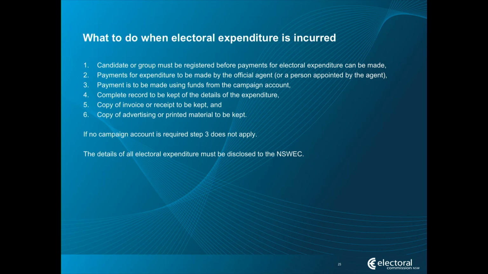What to do when electoral expenditure is incurred? 1. The candidate or group must be registered before payments for electoral expenditure can be made. 2. Payments for expenditure are to be made by the official agent or a person appointed by the agent. 3. Payment is to be made using the funds from the campaign account. 4. A complete record is to be kept of the details of the expenditure. And 5. A copy of each invoice or receipt is to be kept. 6. A copy of the advertising or printed material is also to be kept. If no campaign account is required to be kept, then Step 3 does not apply here. The details of all electoral expenditure must be disclosed to the New South Wales Electoral Commission.